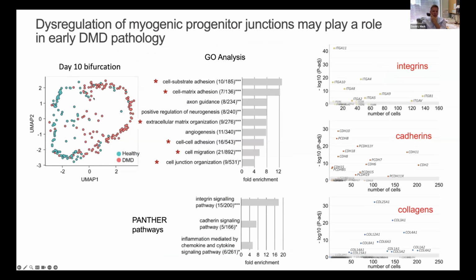So let's focus on this day 10 bifurcation point. A story that's starting to come into focus is that dystrophin deficiency leads to dysregulation of cell junction proteins during this somite formation. So at this day 10 bifurcation point, you can see the healthy myoblast progenitors on one side, the DMD myoblast progenitors on the other side. And the transcripts that are the most dysregulated at this bifurcation point are cell substrate adhesion, cell matrix adhesion, cell-cell adhesion, cell migration, and cell junction organization. And the 3 categories of cell junction proteins that are the most dysregulated are integrins, cadherins, and collagens.